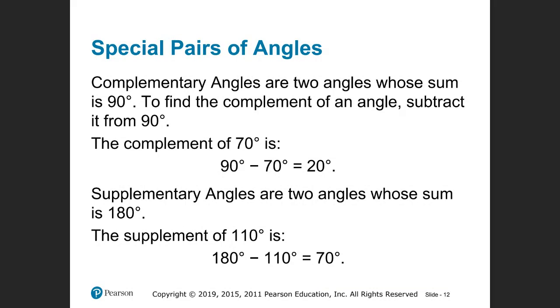Complementary angles are two angles whose sum is 90 degrees. To find the complement of an angle, subtract it from 90. So the complement of 70 degrees is 20 degrees. Supplementary angles are two angles whose sum is 180. The supplement of 110 would be 180 minus 110, which is 70.